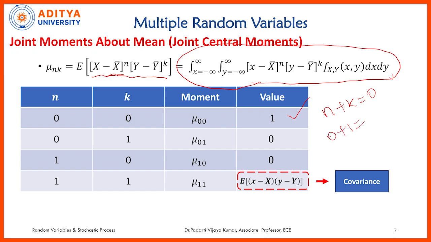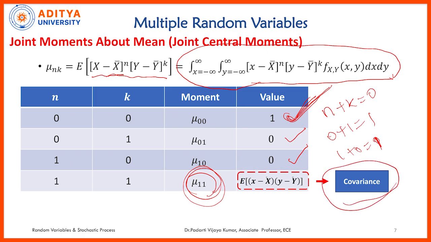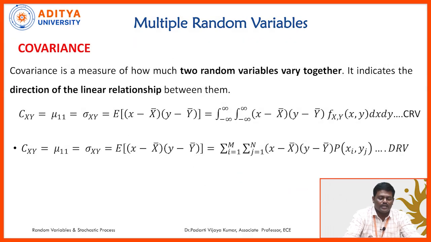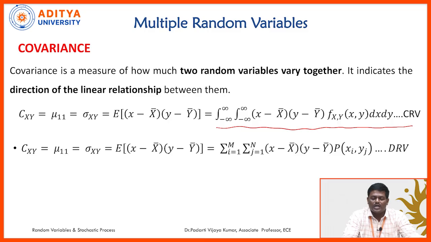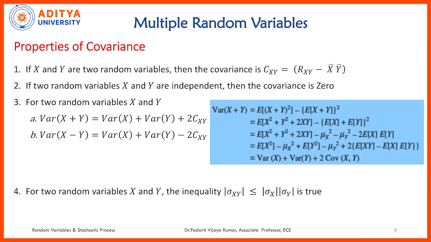0 plus 1, first order, again we will get 0, and 1 plus 0, first order, its value is 0. N plus k is equal to 0, its mathematical value is expectation of constant is constant, expectation of 1 is 1. Next, mu 1 1, this is of significance. mu 1 1 is also called covariance, whereas m 1 1 is correlation. So covariance, this is the formula for continuous random variable and this is the formula for discrete random variable. Covariance also has a few properties.